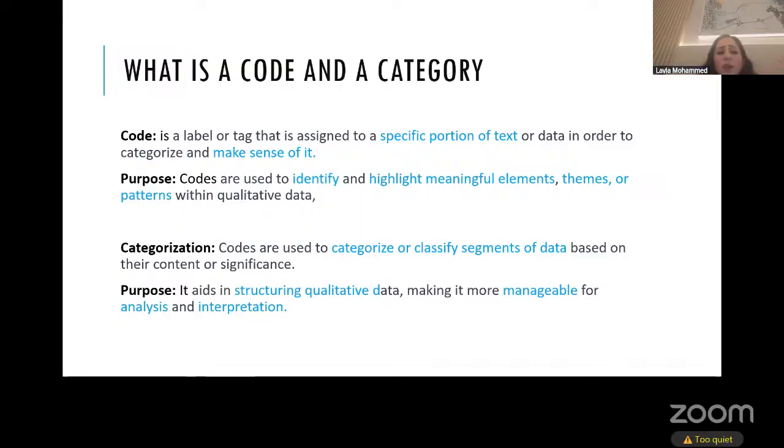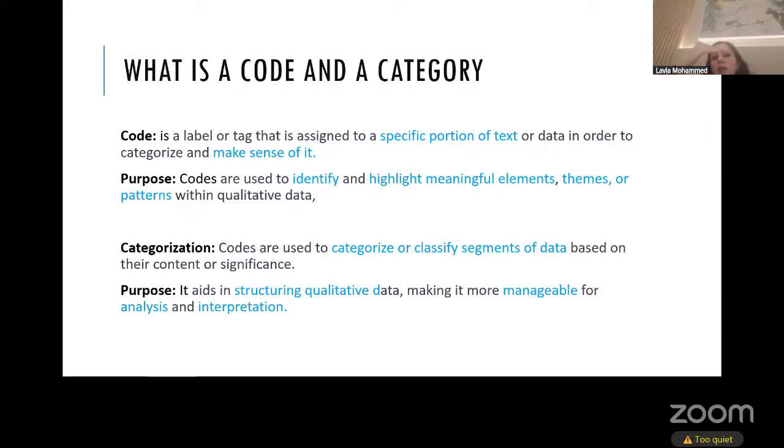So, what is then coding and categorizing and themes? It gets a bit overwhelming sometimes because we have a lot of words that are similar in meaning. So, just to clarify, a code is a label or tag that is assigned to a specific portion of text, usually a very short portion of text. It could be a few words, maybe a sentence at best. I will show you an example in a minute, but it's very specific text.